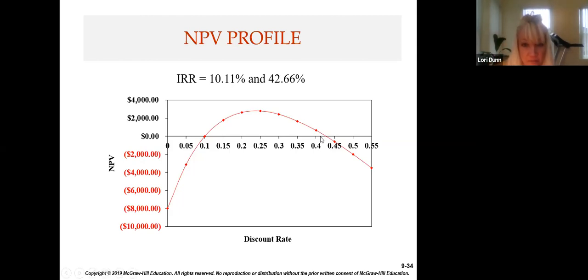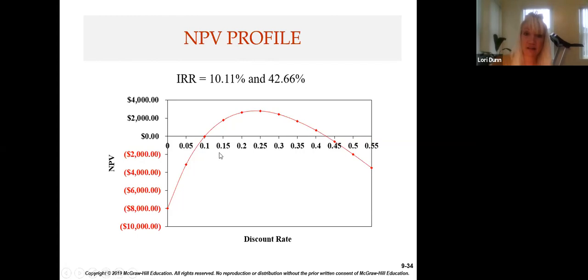And that's where it's around 42%. It's still positive 163, but it's nearing 0. So there's really 2 points, 42.66 and 10.11, where the net present value is 0. So that means there's 2 separate internal rates of return.